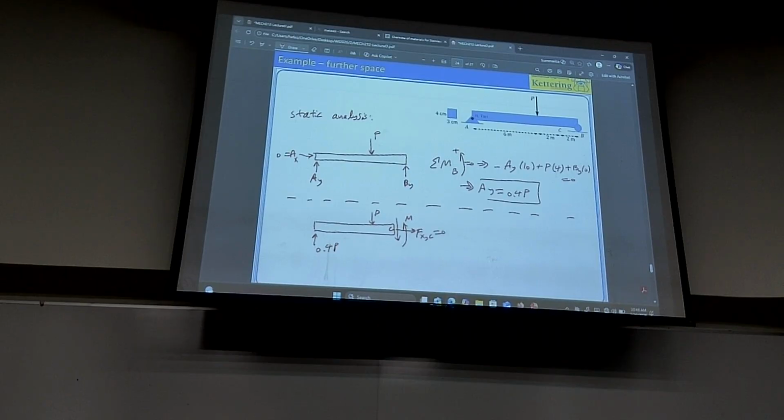Fxc, we know that this is 0, no other force in that direction. Let's call this M at C, and then let's call this Fy at C. So two unknowns there. We want to relate them to P. This is a separate problem now. This is a static problem. Suppose P is a known parameter. How will you solve for Fyc?